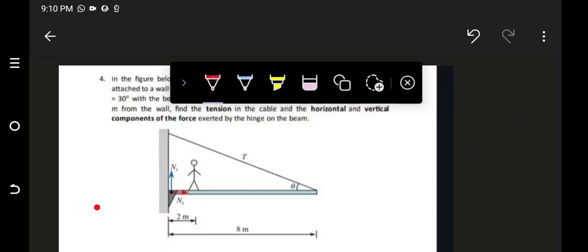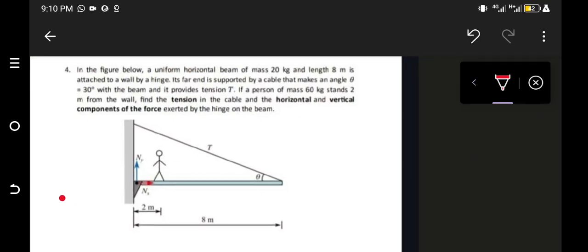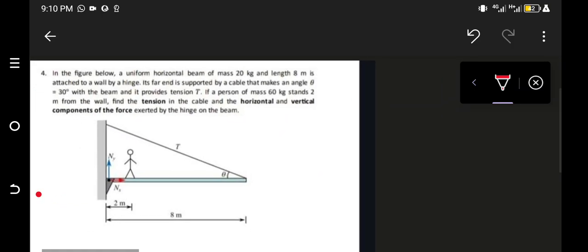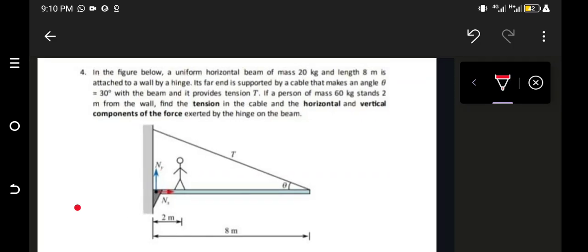I'm going to solve a question on static equilibrium. So as you can see, we have this question which says, in the figure below, a uniform horizontal beam of mass 20 kg, length 8 meters is attached to a wall by a hinge. Its far end is supported by a cable that makes an angle theta 30 degrees with the beam, and it provides tension. If a person of mass 60 kg stands 2 meters away from the wall, find the tension in the cable and the horizontal and vertical components of the force exerted by the hinge.